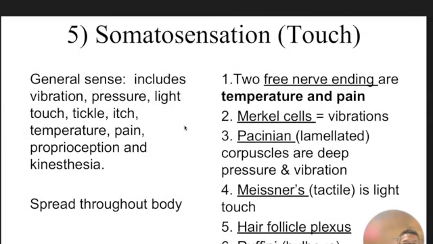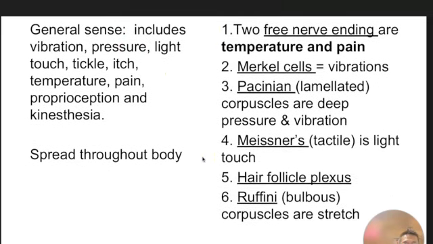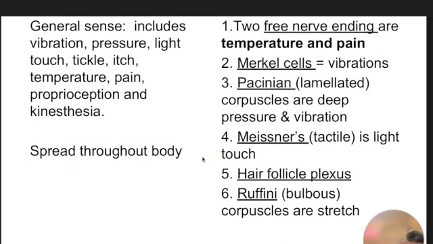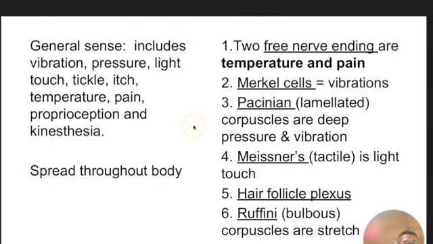Okay, so now we're going to learn about somatosensation. So somato is body, sensation. Okay. So remember these. We went through some of them when we did the skin cells, the skin organ. Okay. The integumentary system.